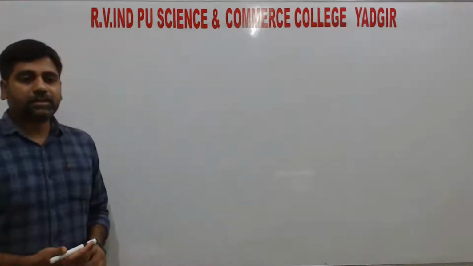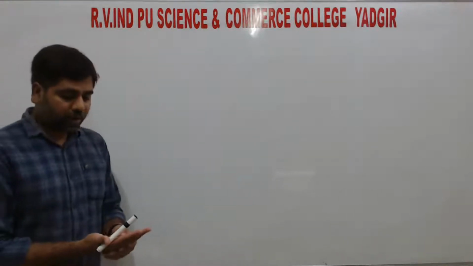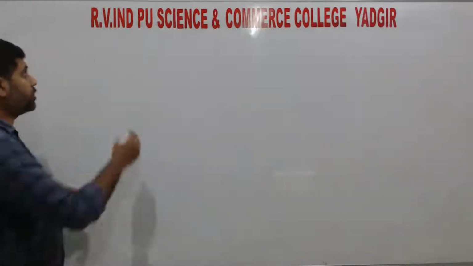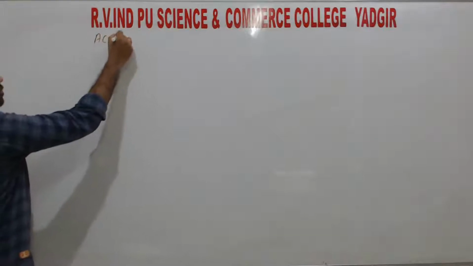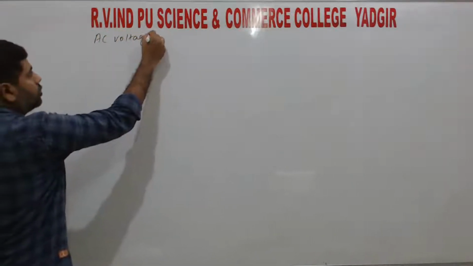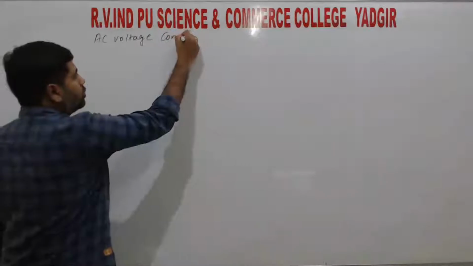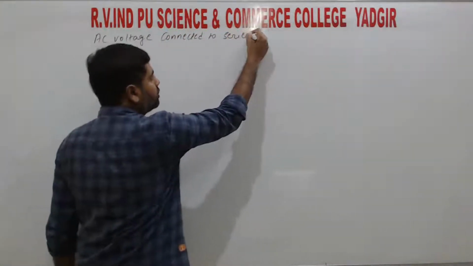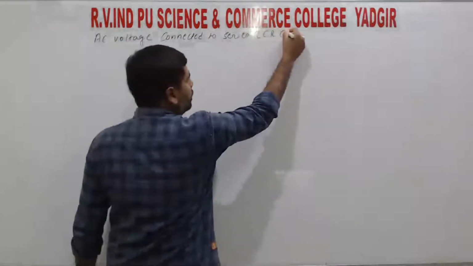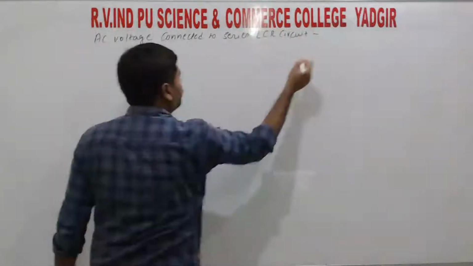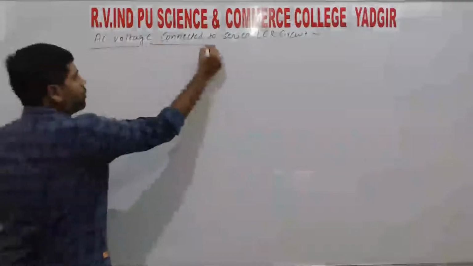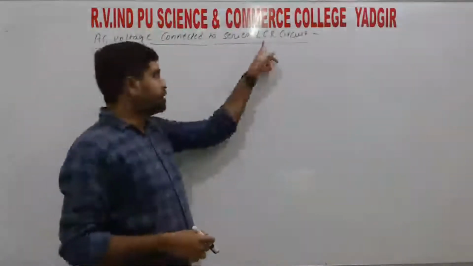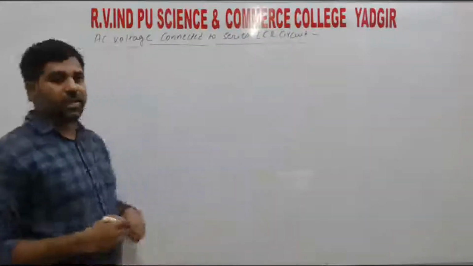Good morning, students. In the last class, we discussed capacitors and inductors connected to the AC source, right? So today we discuss AC voltage connected to a series LCR circuit. Series LCR means inductor, capacitor, and resistor, right?